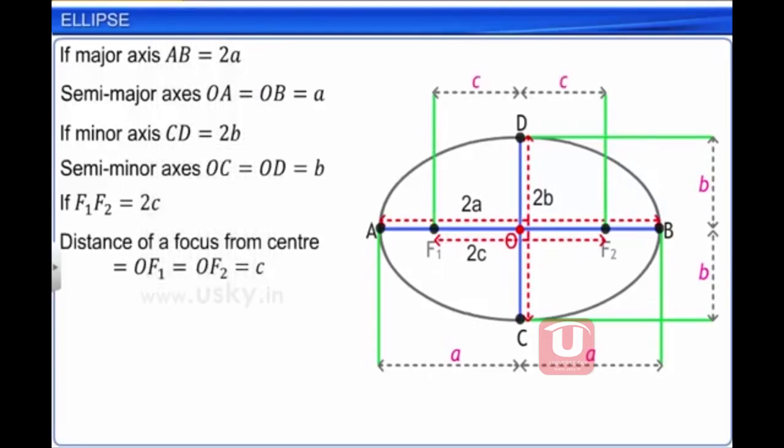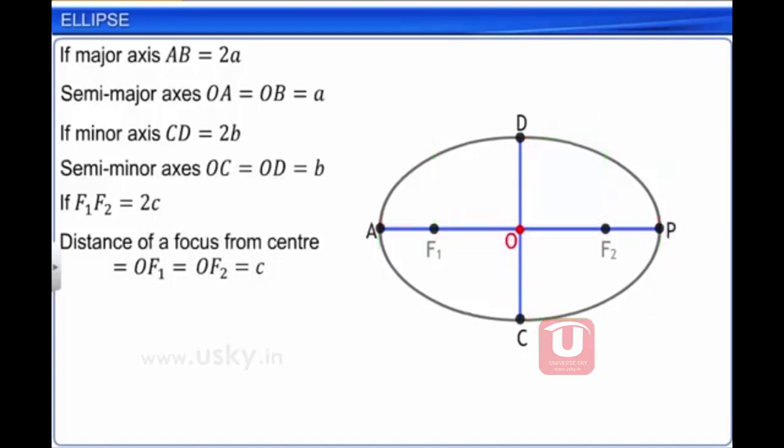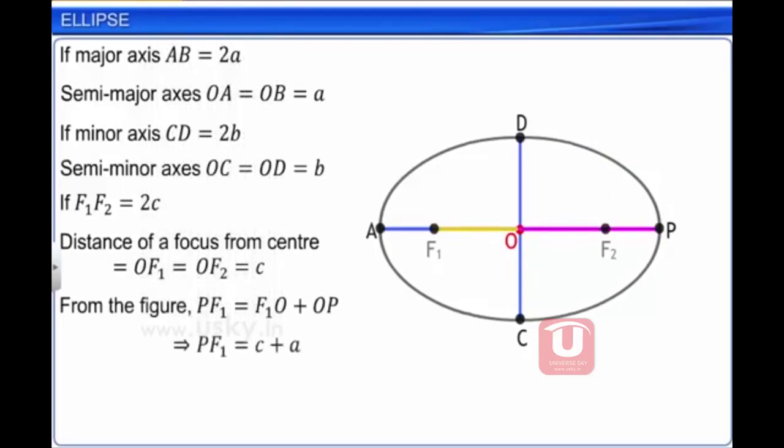Let us now derive a relationship between length a of the semi-major axis, length b of the semi-minor axis, and distance c of a focus of an ellipse from its center. Consider a point P at one of the endpoints of the major axis of an ellipse. The distance of point P from focus F1 is equal to the distance F1O plus OP. Since F1O is equal to c and OP is equal to semi-major axis a, PF1 is equal to c plus a.